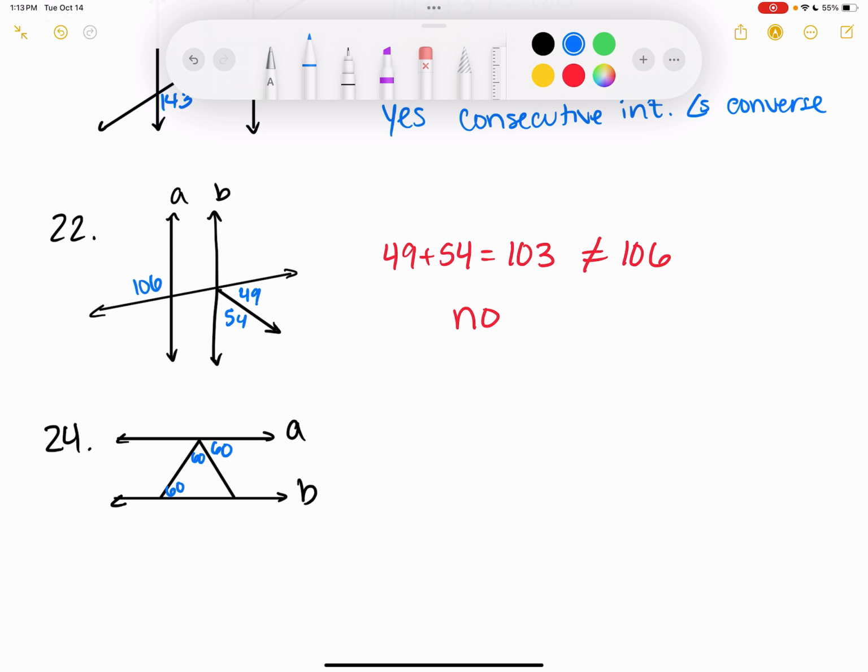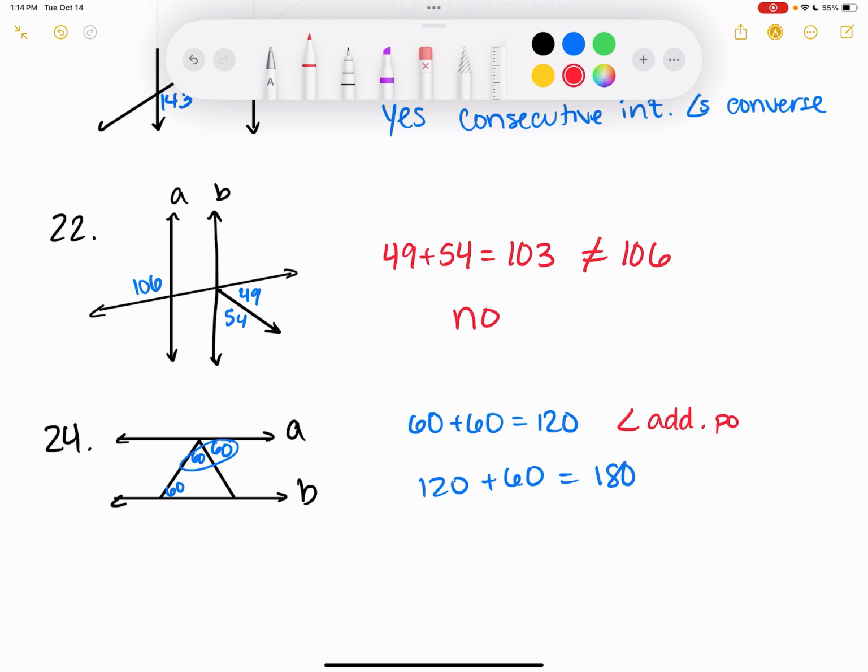Consecutive interior angles converse. That's part of it, but what else do I have to have before I can do that? So first of all, I would have to show that these two add up. 60 plus 60 is 120. Then I can do consecutive interior angles. The 120 plus the 60 from down here is equal to 180. So first I would have to have the angle addition postulate.